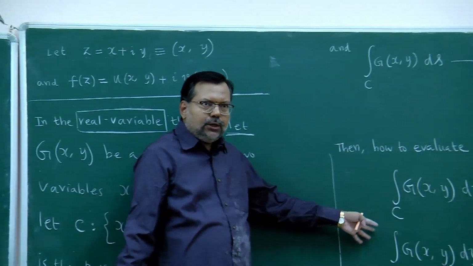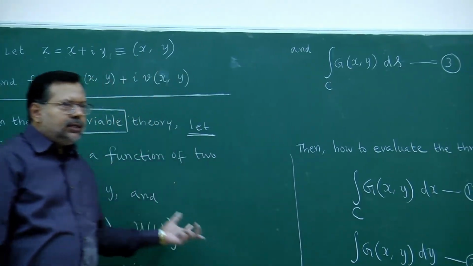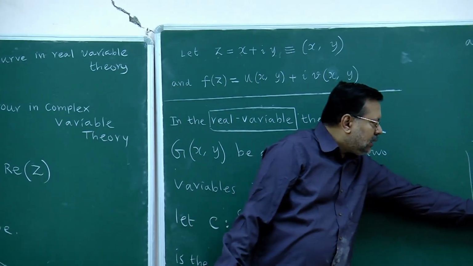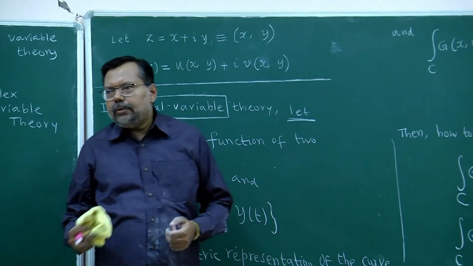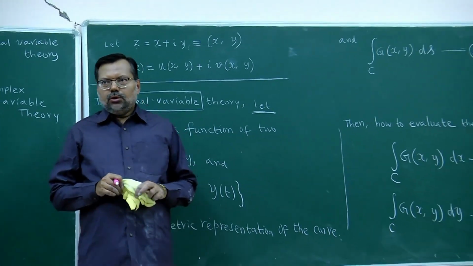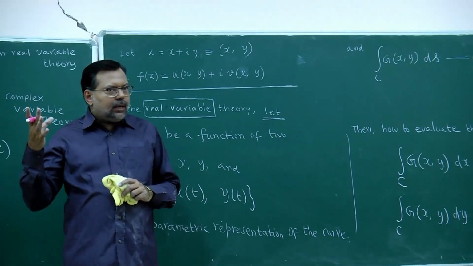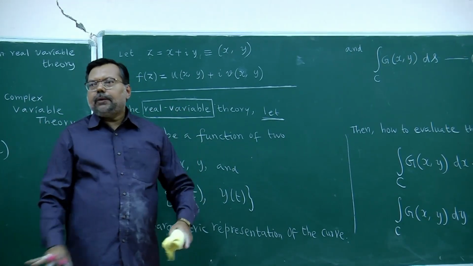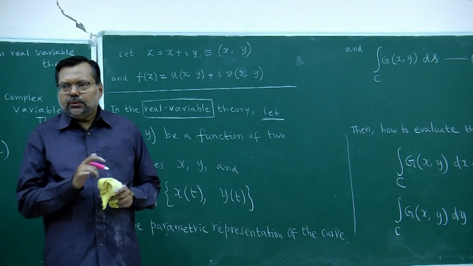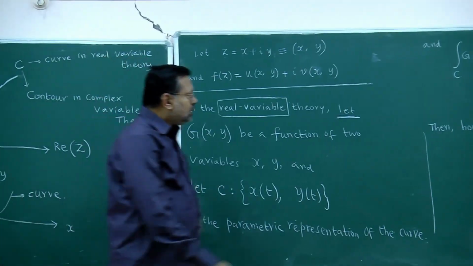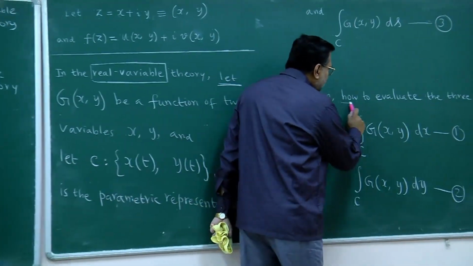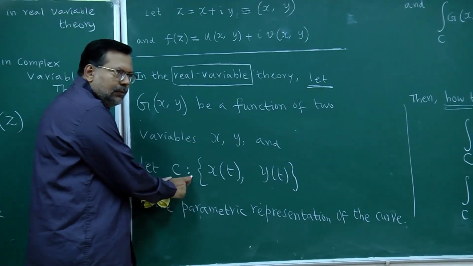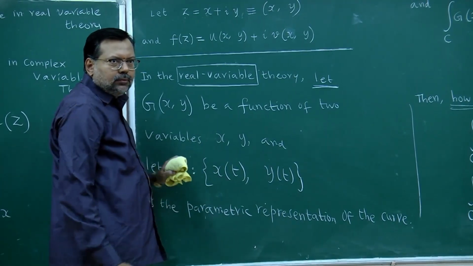But before that, we would like to understand what g is. g is a function of a real variable. And not only that, the contour is now available in the form of a parametric representation. If the contour is not available in parametric representation, you have to think how to do it. Right now, it is available in parametric representation. Then how to do it? That is what we are going to discuss. So this question is related to the condition that the contour is available in the parametric representation.